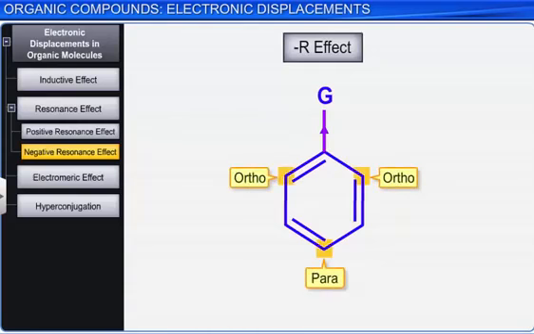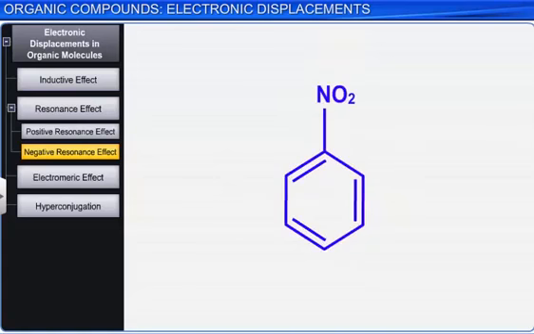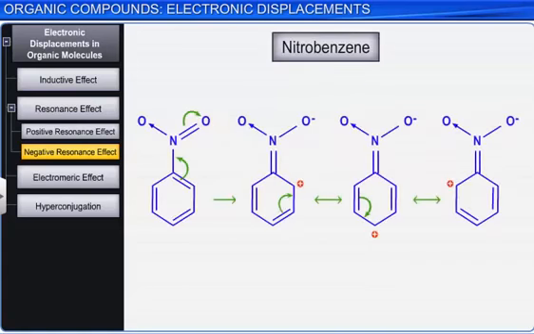For example, in nitrobenzene, as nitrogen withdraws electron density from the ortho and para positions in the benzene ring, the electron density decreases at those positions as shown here.